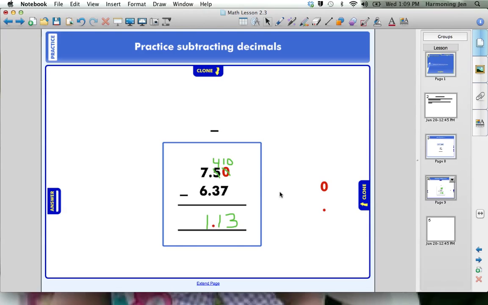Now the last step is to make sure that seems reasonable. Okay, well I estimated 8 minus 6 equals 2. Is that in the ballpark of 2? You bet it is. Good job.